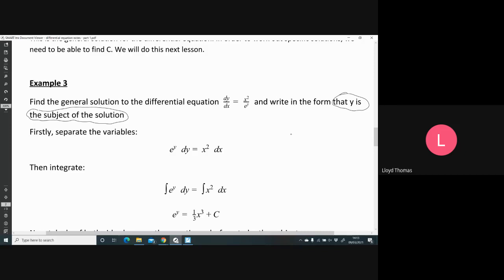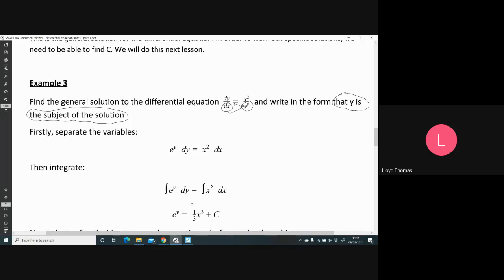Now, this is a particularly tough task, I would say, for this particular question. But anyway, first of all, separate the variables. We want my e to the y over to the left. I want my dx over to the right. And I end up with e to the y dy equals x squared dx from just moving that over there and this over there.